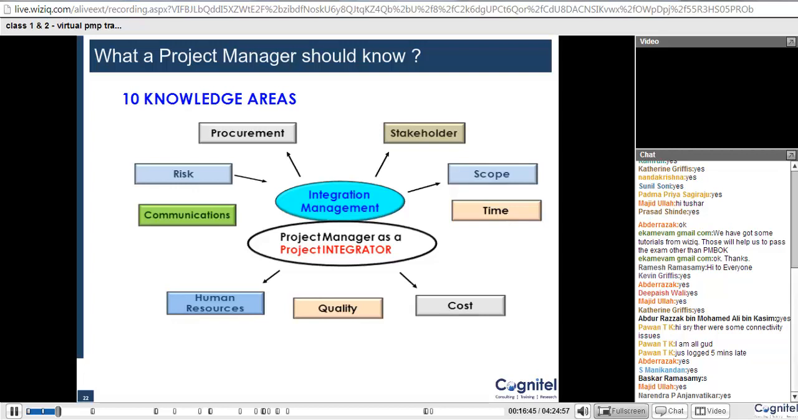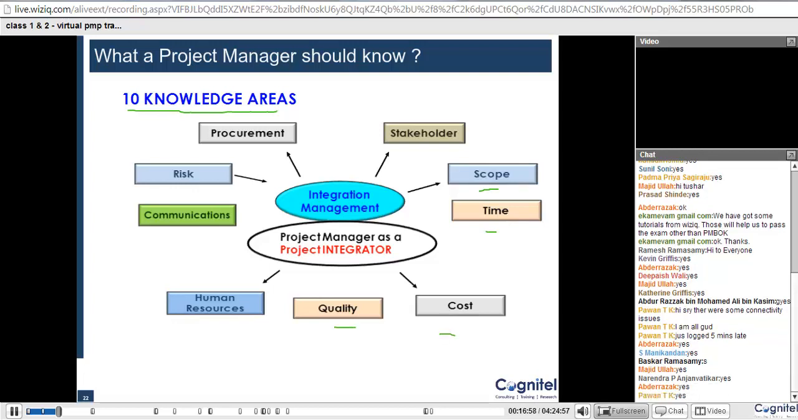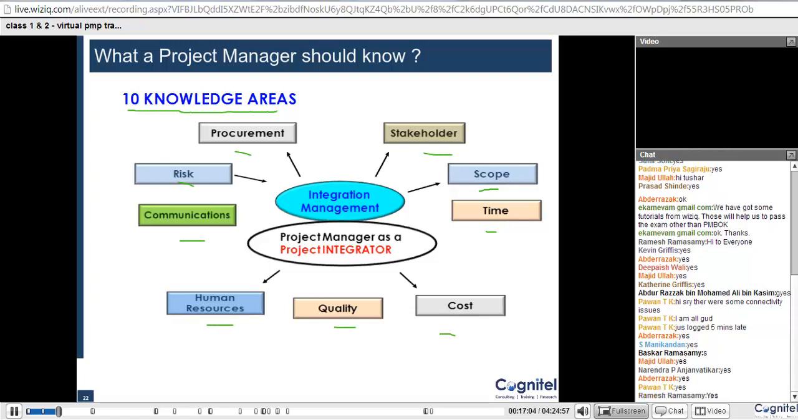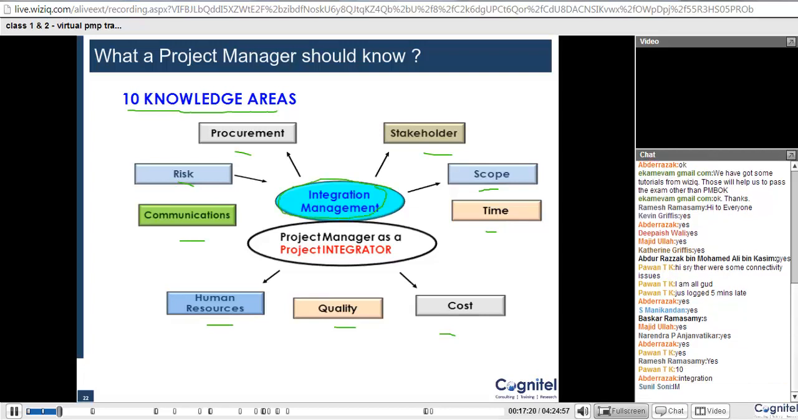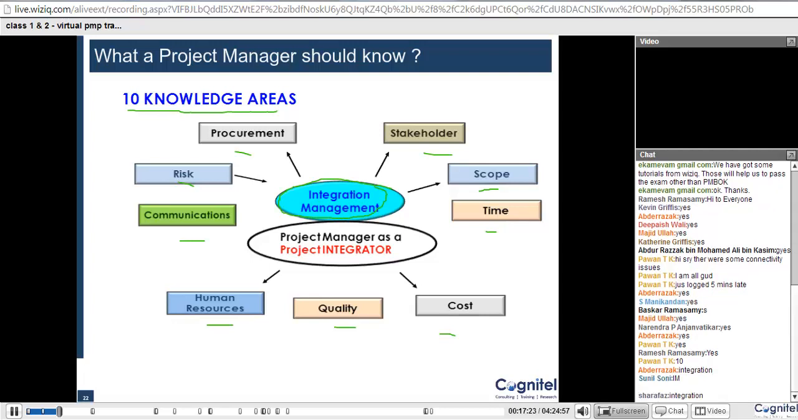So what should a project manager know? The 10 knowledge areas, as simple as that. Remember the 10 knowledge areas? You had scope, time, cost, quality, HR, communication, risk, procurement, stakeholder. But how many are they? 1, 2, 3, 4, 5, 6, 7, 8, 9. Where is the 10th knowledge area? This is the 10th knowledge area. Integration. Yes. So who does the integration?